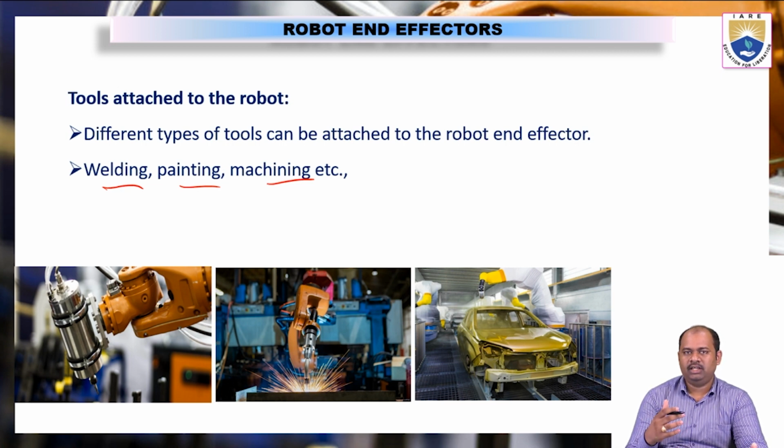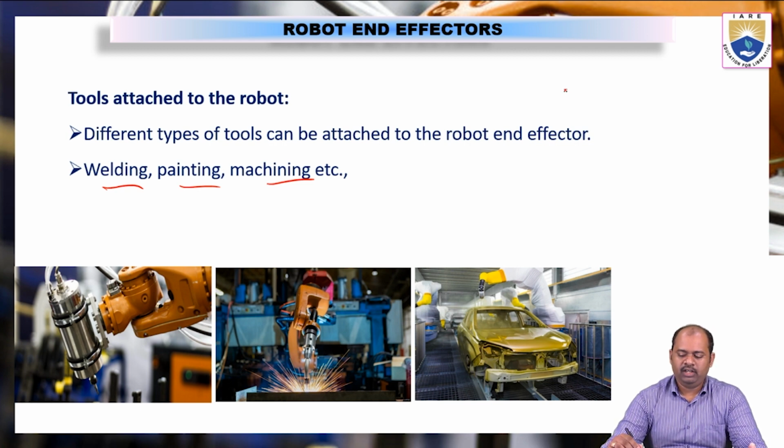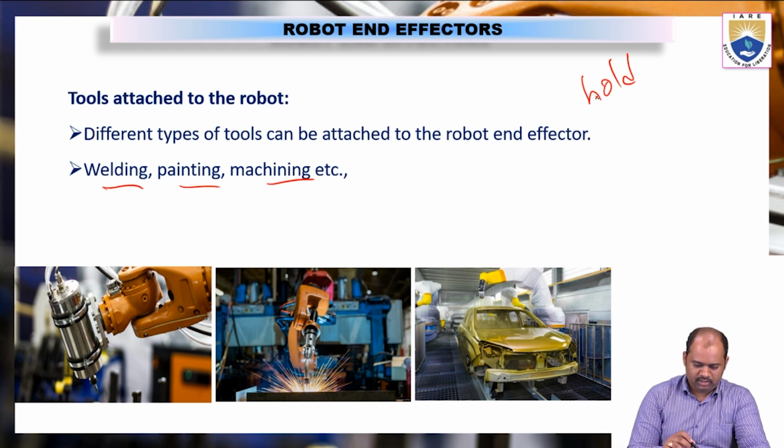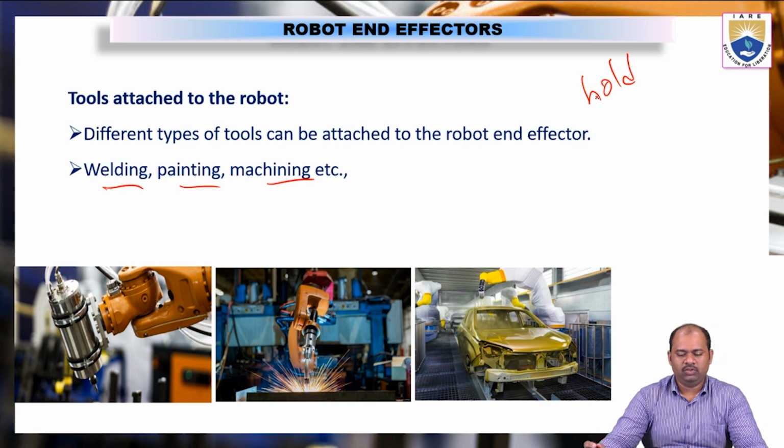So far we have seen the grippers. What is the main function of a gripper? A gripper will hold the object for some time. It may be moved from one place to another place, or it may be machined by another robot or something else. So the gripper's function is to hold the object for a certain time. Now when we attach a tool to the robotic end, so the end effector is now replaced with a tool, we can do different operations.